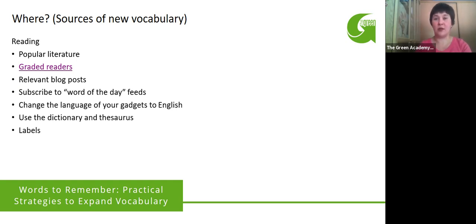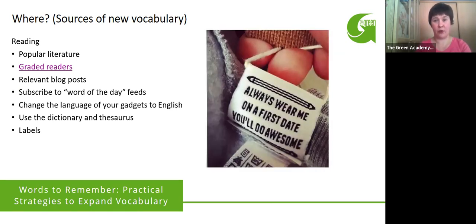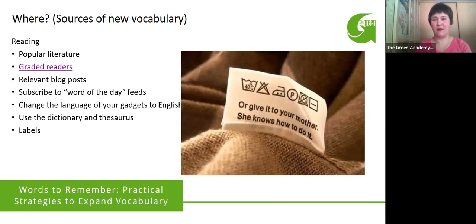You can read labels, look at the picture labels. I've never seen them actually on my clothes, but always wear me on the first date, you'll do awesome. Or I'll give it to your mother, she knows. What kind of new vocabulary can you get from this label? Maybe you will look at the signs and want to find out what they mean when you go to an English speaking city.